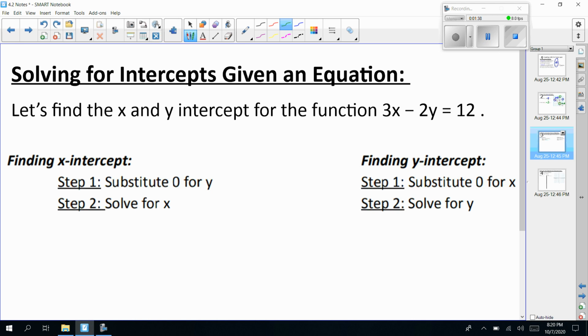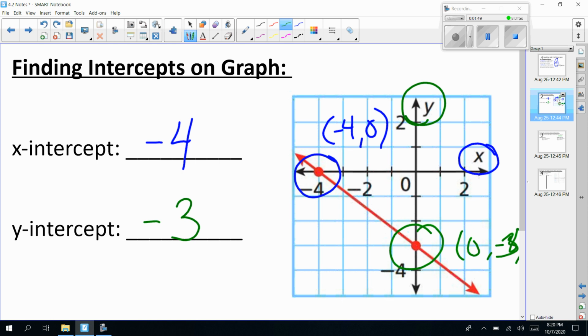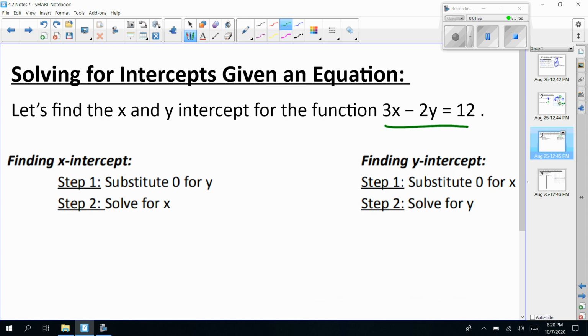When we are given a function and we want to find our x and y intercept, we're able to use the function. Remember, the x-intercept is where it crosses the x-axis. Our y at that point is 0. So we will substitute 0 for our y and solve for x.